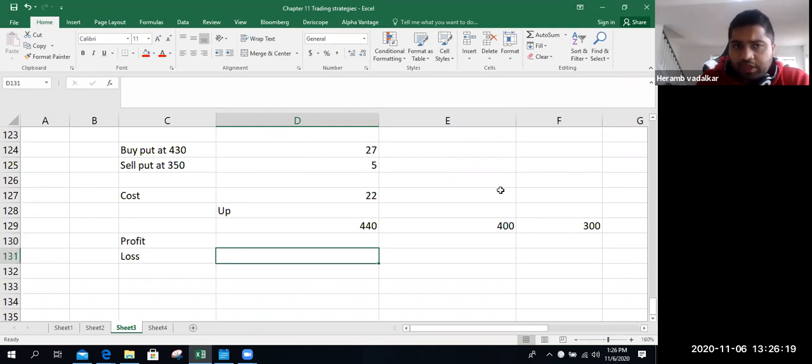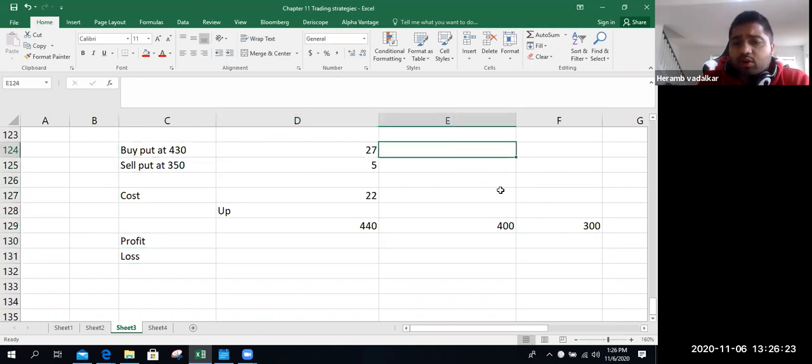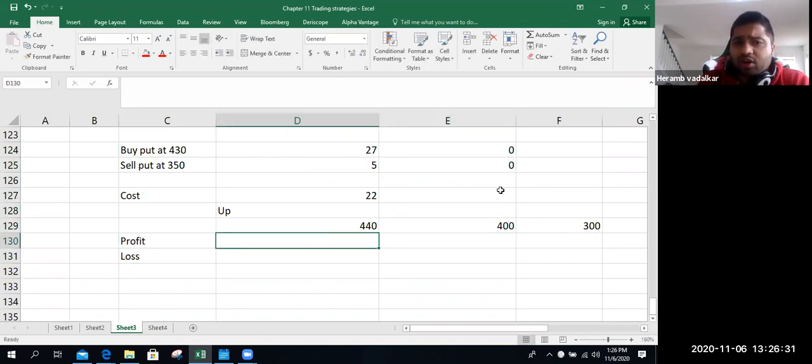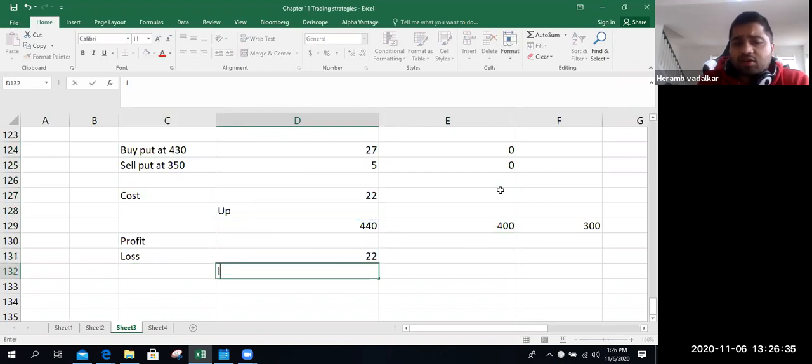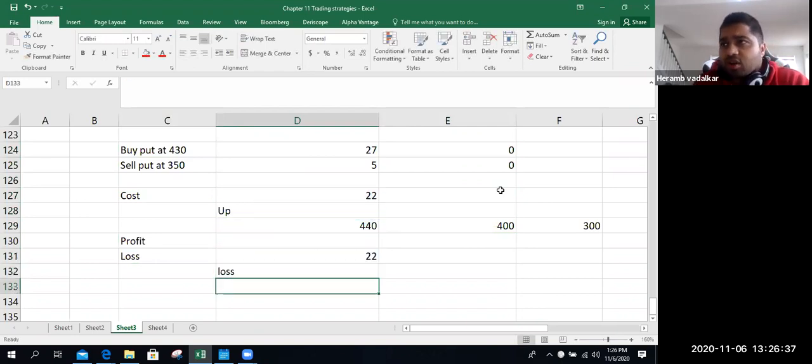So stock has gone up. So this put becomes 0. Okay. And I have sold a put. So I have to pay if stock goes down. So this also becomes 0. So my loss is the cost to set up, that is $22. So I lose money when the stock goes up.